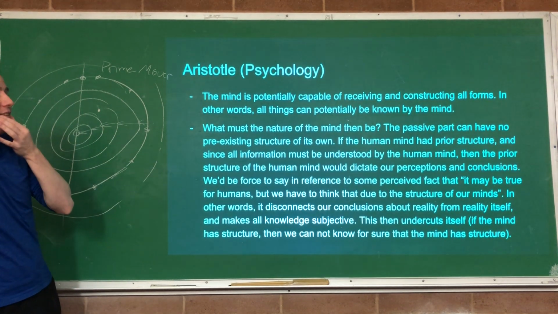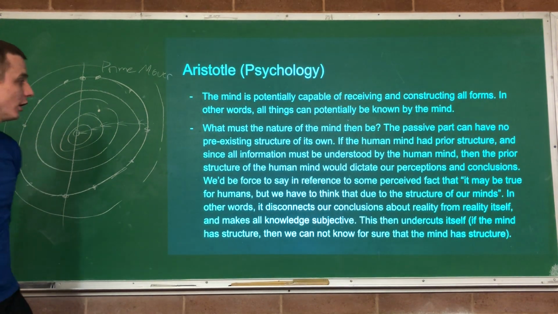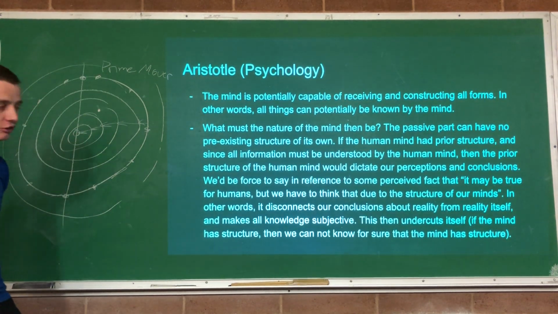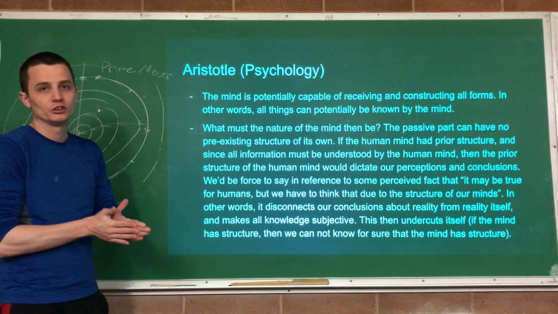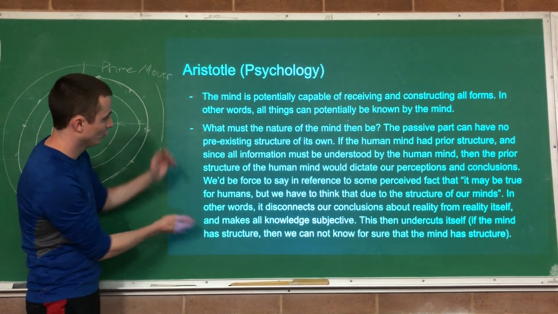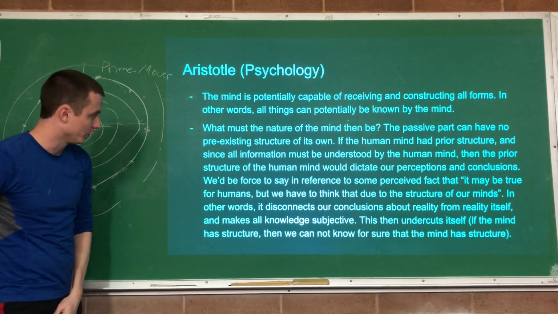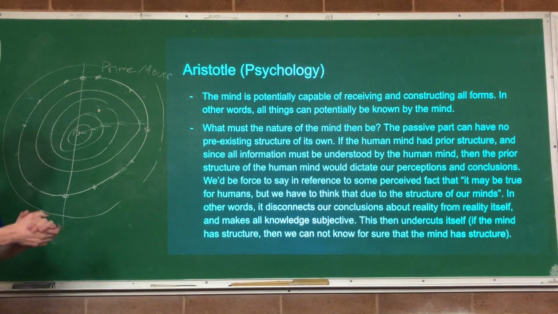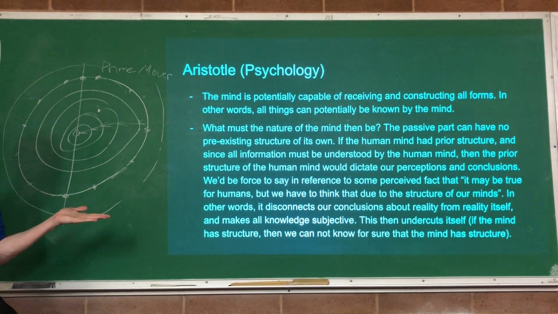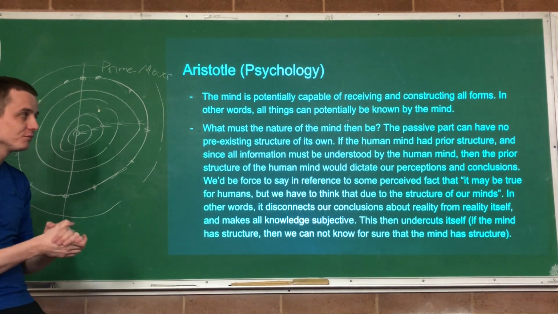What must the nature of the mind then be? The passive part can have no pre-existing structure of its own. This is kind of a bit of a technical argument dealing with later philosophers down the road, which is why it's emphasized in Aristotle more than probably he would have, but worth going through. So what must the nature of the mind then be? The passive part can have no pre-existing structure of its own. It has to come in tabula rasa, as a blank slate, is the way Aristotle described it.